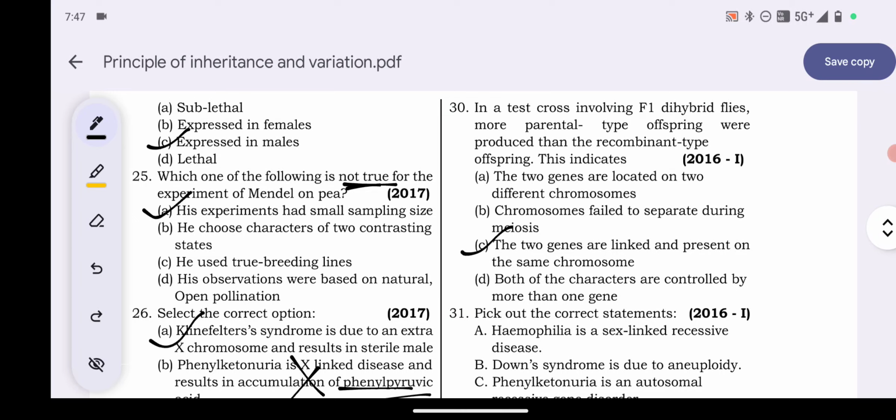Explanation. T.H. Morgan attributed the physical association or linkage of the two genes and coined the term linkage. Next one, question number 31.